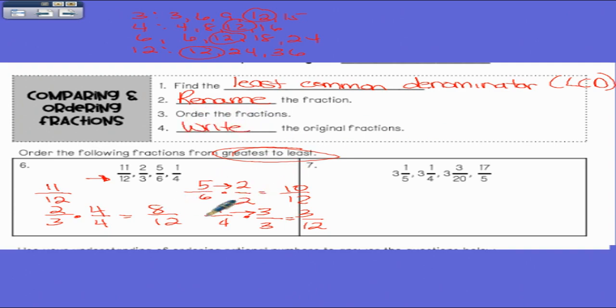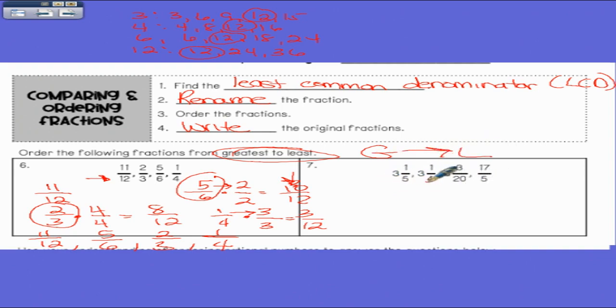Okay, so now I'm going to go from greatest to least. So 11/12 was the biggest, right? The next one would be 10/12. Well, what was that originally? That was 5/6. So my next one is 5/6. Looking at the ones I have left, I have 8/12 or 3/12. So this one is next, 2/3. And last but not least, I have 1/4. And that's going from greatest to least.